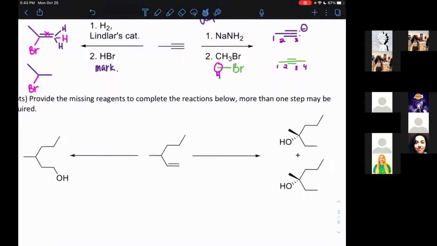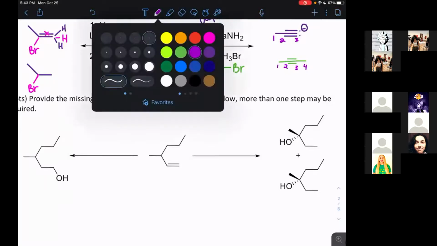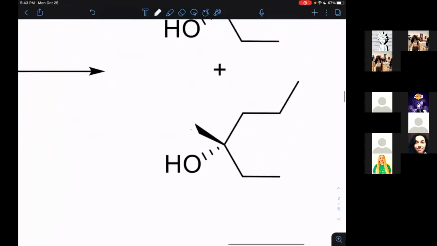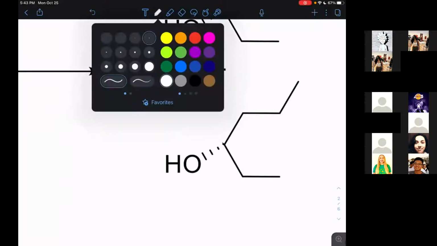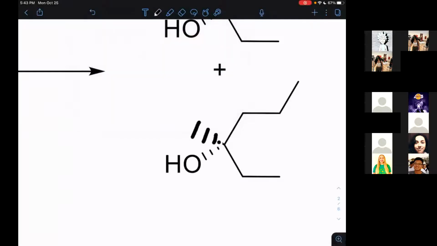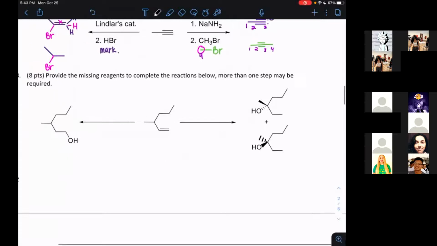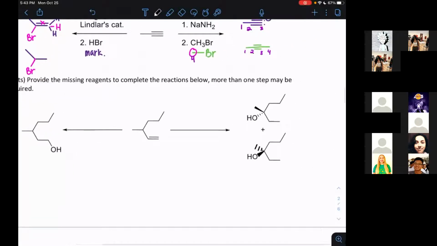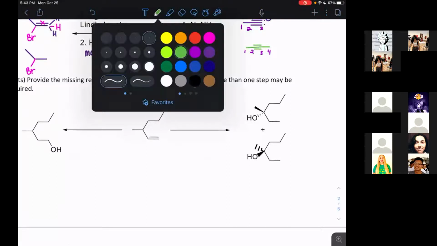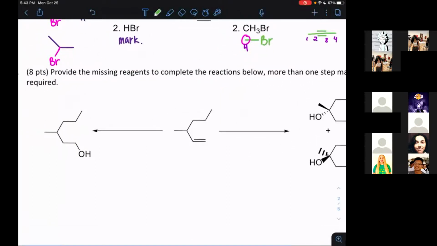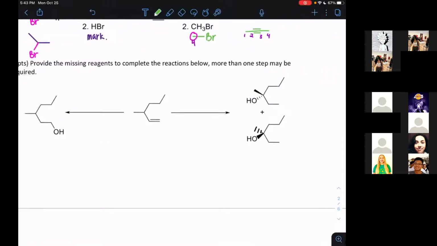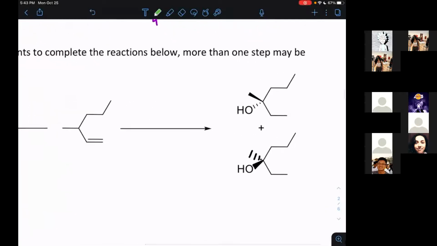This one, provide the missing reagents. Okay, and then we saw this last time, so I'll fix this side. It's supposed to be opposite. Okay. So yes. Okay. So then I guess for this one, actually, I'm not sure how I want to start this one or how I should.